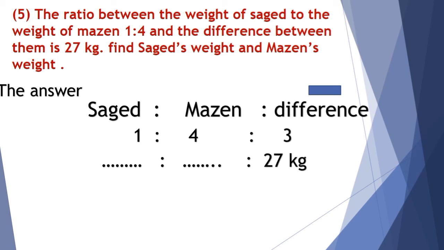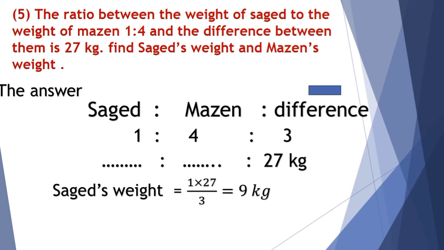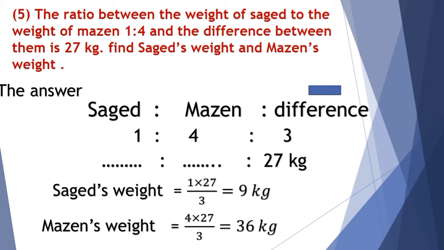To get Sajid, I will do what? 1 times 27 over 3. So it will be 9 kg. And to get Mazen, I will make 4 times 27 over 3. So it will be 36 kg.